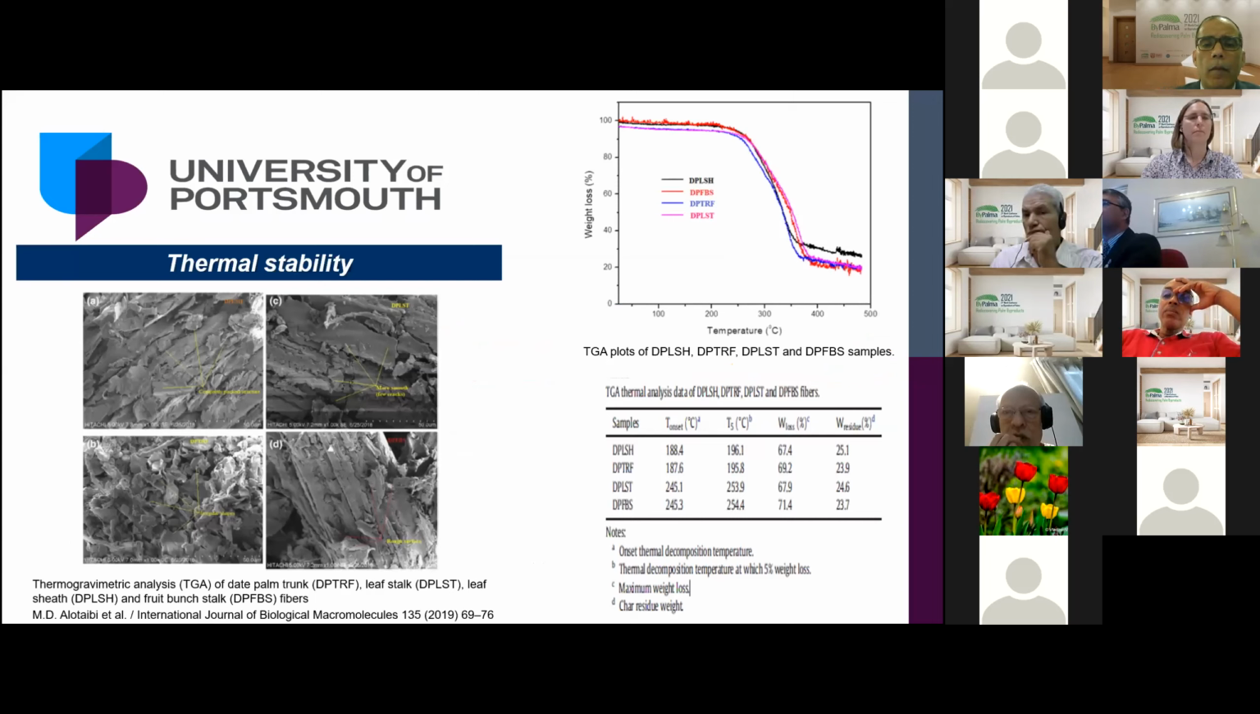So thermal stability, obviously these curves. So we are looking at thermal stability of date palm fiber. One of the attractive attributes of the date palm fiber is it has got high thermal stability compared to flax, hemp, and other natural fibers, which is an attractive attribute. I don't have time to go into detail on this one.